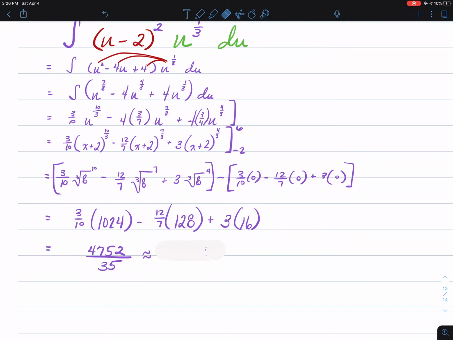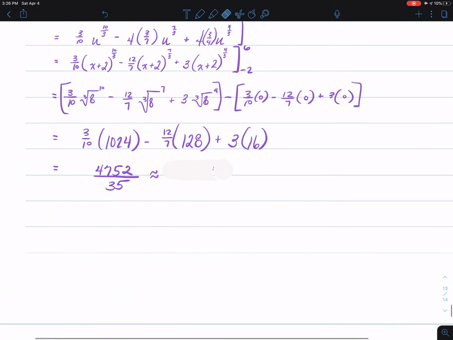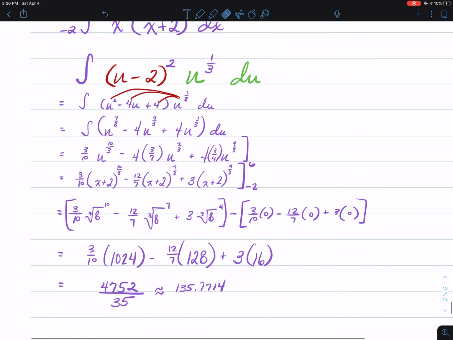So combine all that, you're going to get an ugly fraction of 4752 over 35, which is the same thing as the decimal 135.7714. All right, that's all we have for section 4.5.